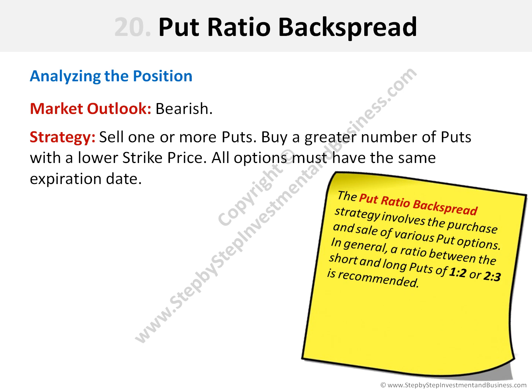The Put Ratio Backspread strategy involves the purchase and sale of various put options. In general, a ratio between the short and long puts of 1 to 2 or 2 to 3 is recommended. That is, we buy 2 puts for each contract we sell, or we buy 3 puts for each 2 contracts we sell.